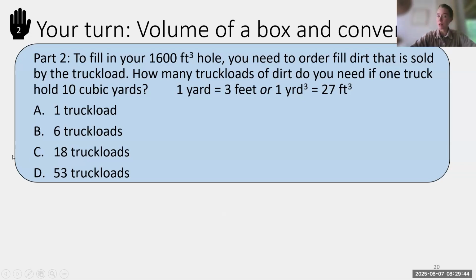And so this is going to be a conversion problem. We know that 1 yard equals 3 feet. 1 cubic yard is 27 cubic feet. Okay, so I'm going to give you all 2 minutes to work on this part of the question, and then I'll throw the poll up and we'll see how you did.